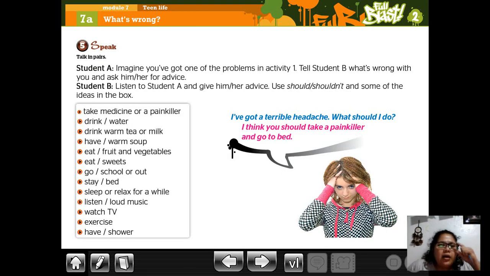Now, we need to do this activity, but it has to be done in pairs.